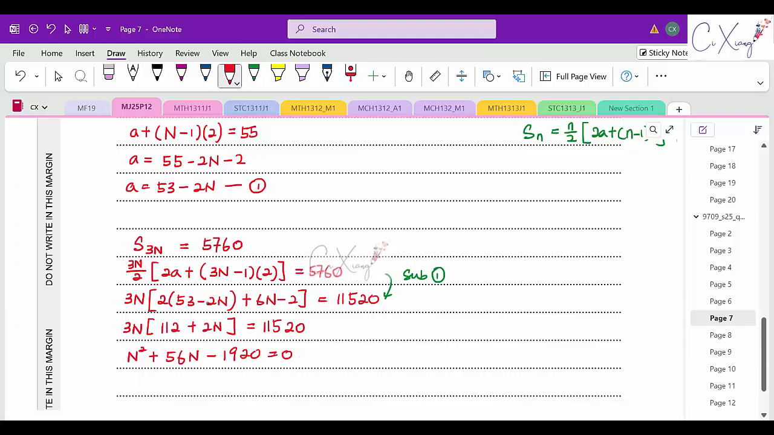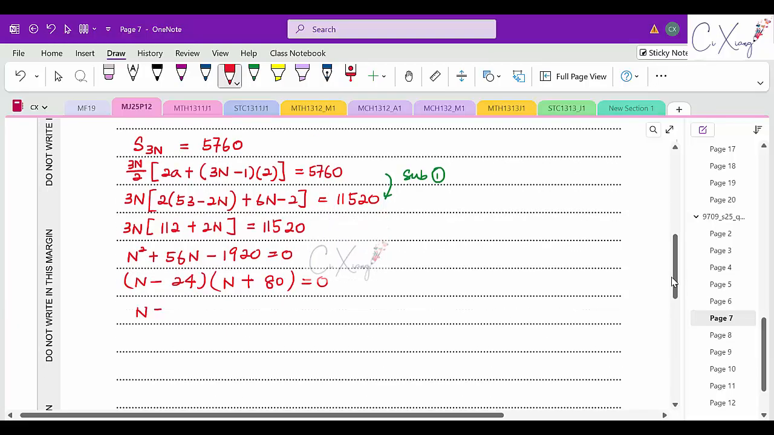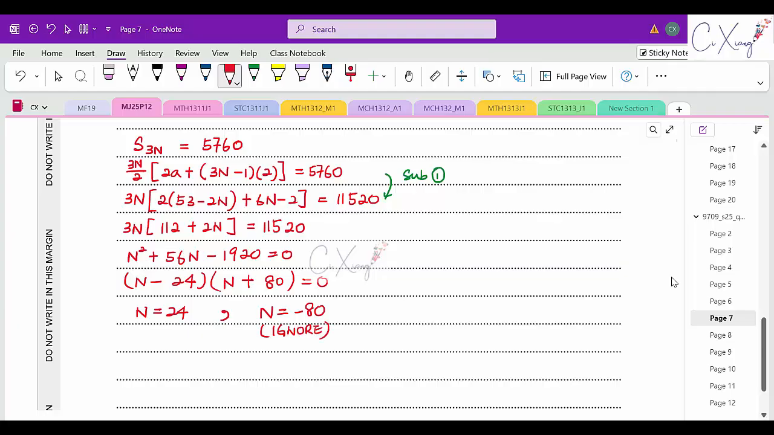Okay, when you expand everything and simplify, then from there you will see that eventually you get a quadratic equation in terms of n. So we try to solve it by using the quadratic method. For this equation, basically we can factorize it, right? So you will have 24 and also 80. Then you are having a plus here and minus here. From here, you can get two values of n, where n equals 24 and also n equals negative 80. But basically, we'll ignore this answer because n is the number of terms, right?